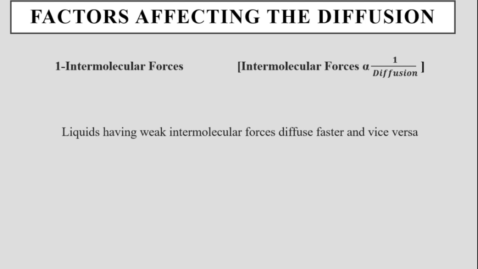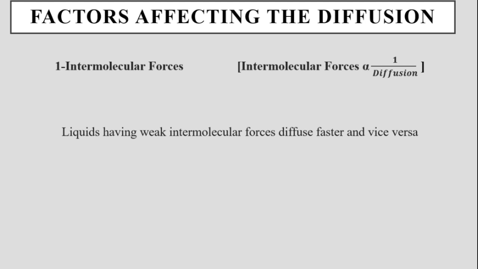Respected listeners, we have already discussed that when there is an indirect relationship between two properties or two traits, it means there is a different change on both sides. If the intermolecular forces are greater, then the rate of diffusion will be low, and if the intermolecular forces are weaker, it means the rate of diffusion will be high. Similarly, in the example, there are two states of matter.